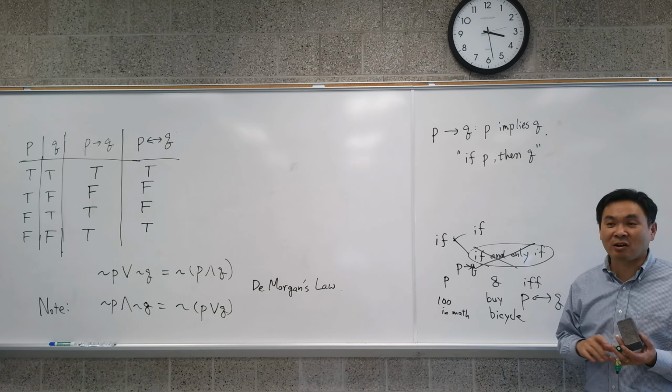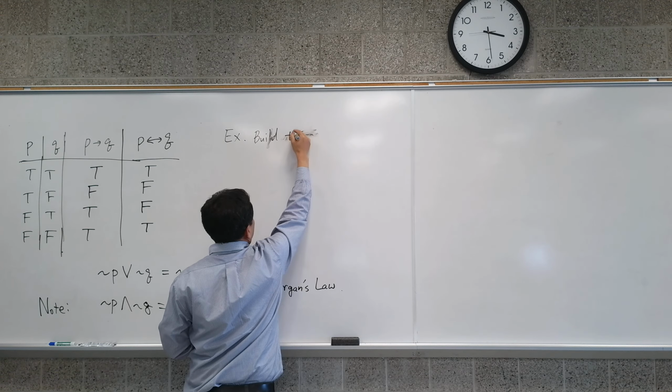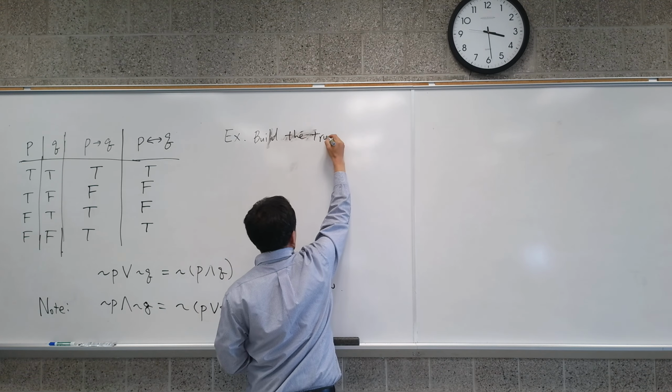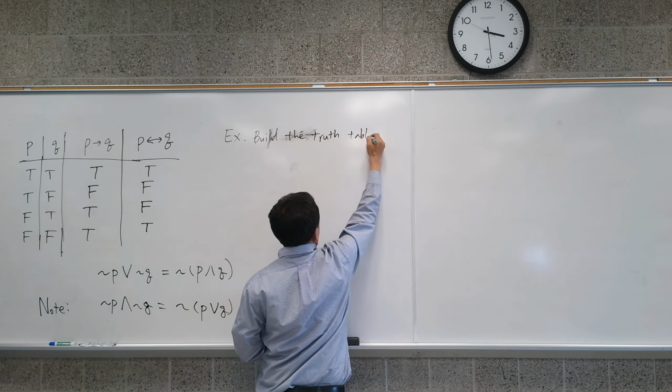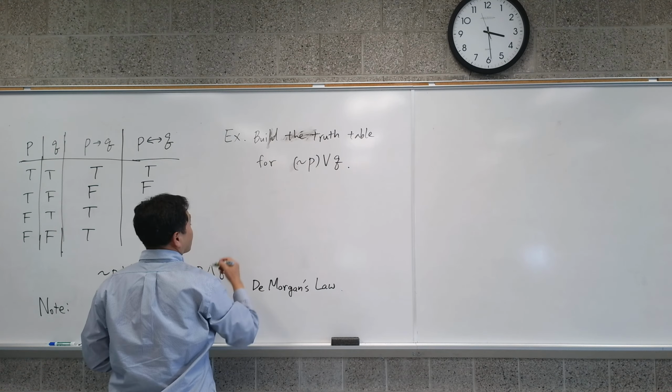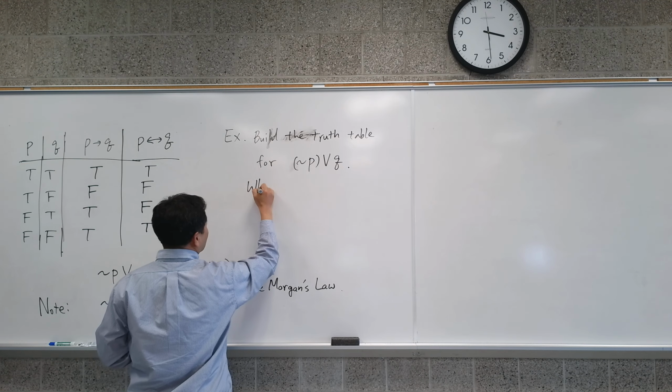Okay. Build a truth table for not P or Q. Okay. What do you see?